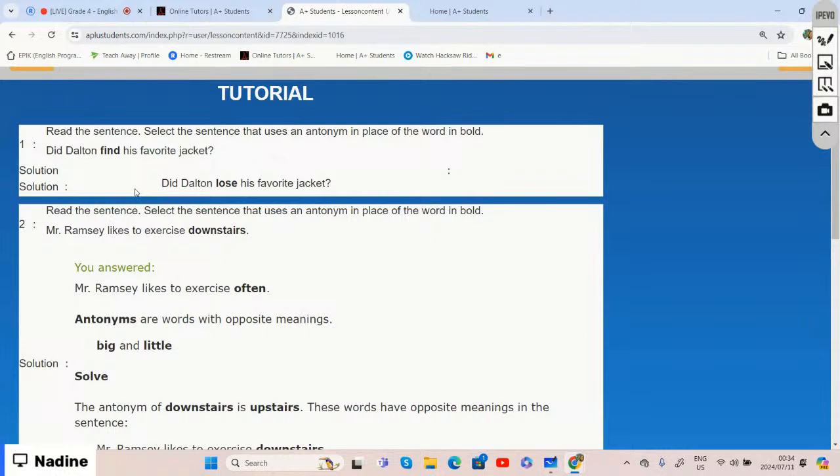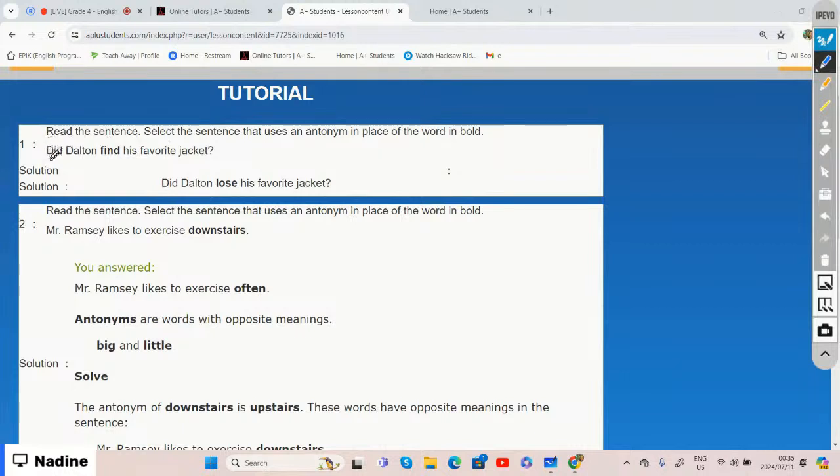All right, so if we were to find the opposite of find, if you don't find something, then you lose something. So did Dalton find his jacket? Or we can say, did Dalton lose his jacket? Because lose is the opposite or the antonym of find.